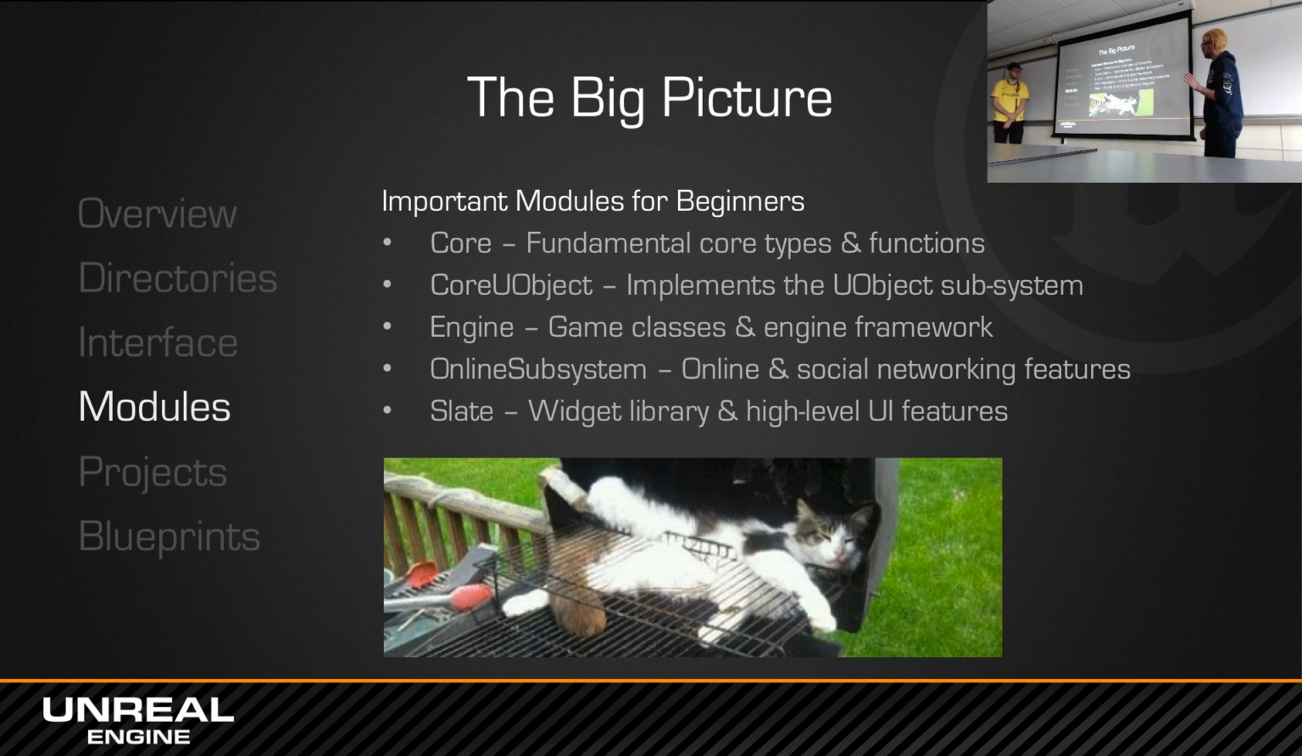Then there's the engine, which is game classes and engine framework. The online subsystem is only really important if you're making a multiplayer game, like online, obviously. That's probably not that important right now. And the Slate system, which makes up the entire blueprint library. That's probably the most important feature if you're getting into building a game in Unreal, because without the Slate system, you'd have to program in C++. I know no one wants to do that.